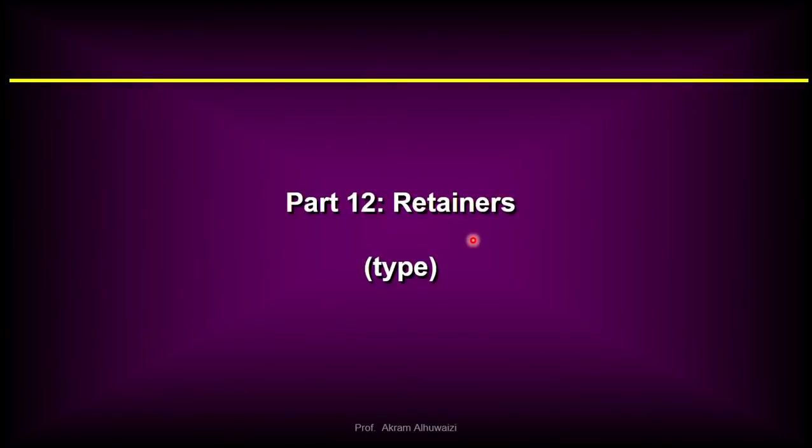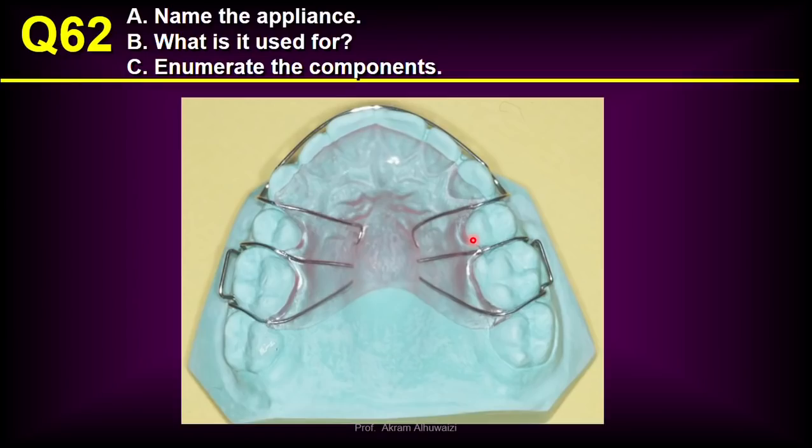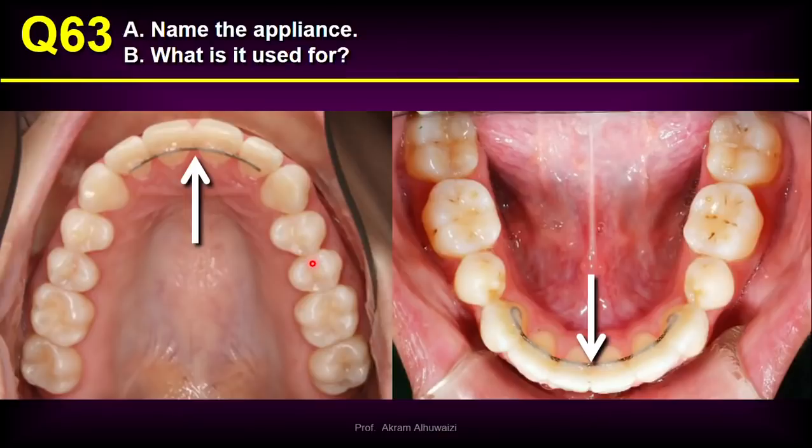Part 12. Retainers. Name the appliance. It's a Howley retainer. What's it used for? It's for retention after the active orthodontic treatment. Enumerate the components. It's Adams clasps on the 6s, a Howley arch, and an acrylic base plate.